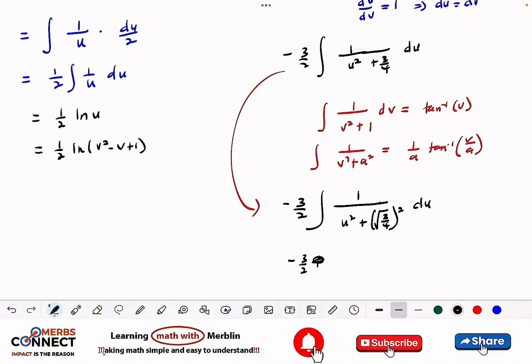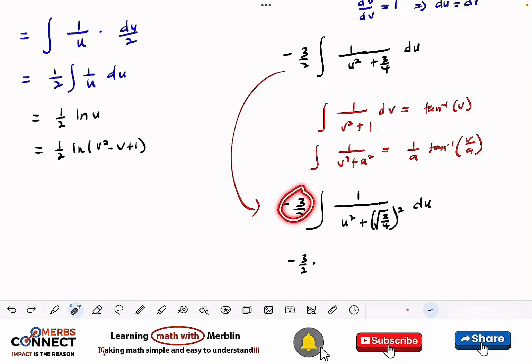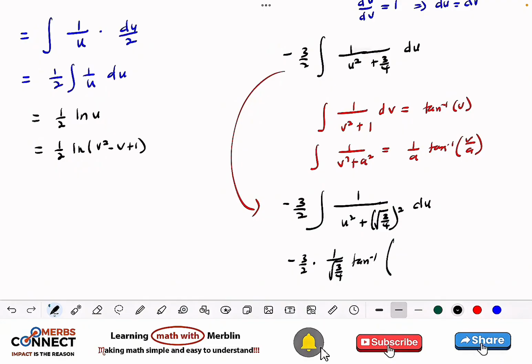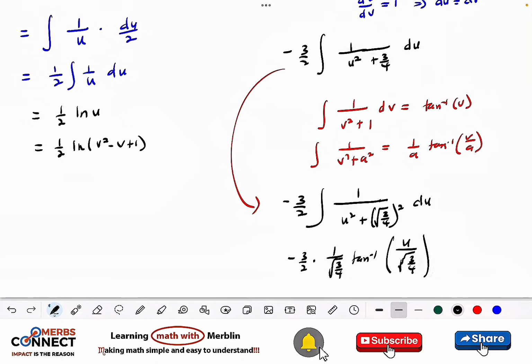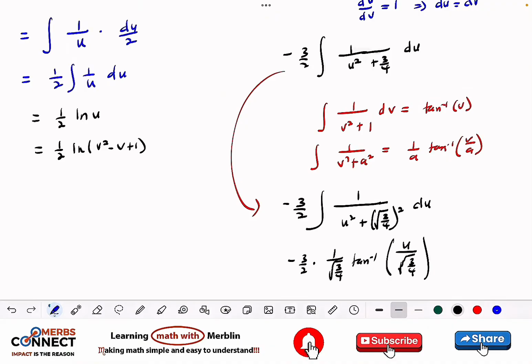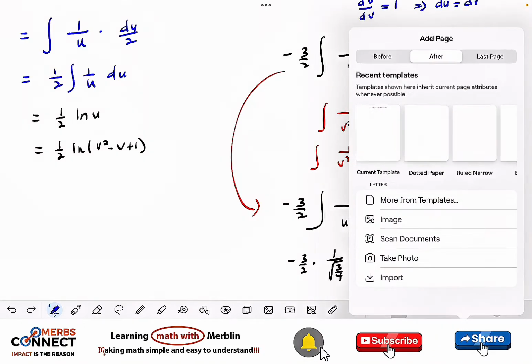Oops, this one should be times, so this times 1 over a. A is root of that. So a is 1 divided by root of 3 on 4, tan inverse of, the variable is u, so u divided by root of 3 over 4. This is magic. I can't believe this. Now, let me just finish this up.